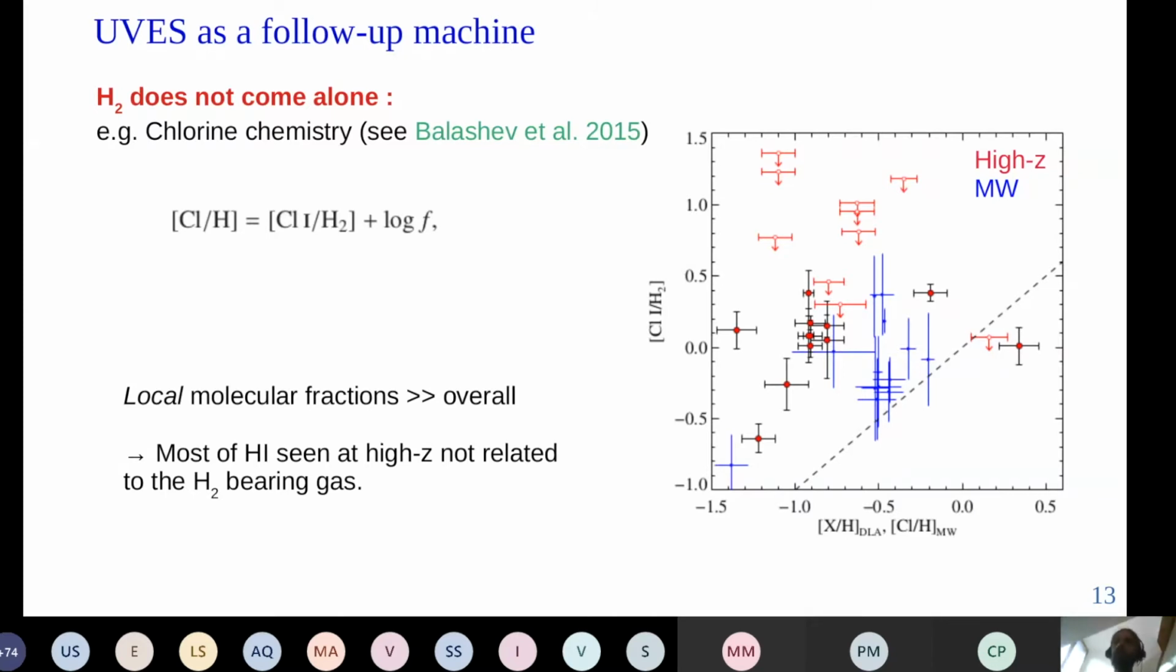So on this plot, you see Cl1 over H2 versus the metallicity measured in the DLAs. Without going into the details, the red points are what is observed at high redshift, and the blue is what is observed in the Milky Way. But this tells us that if the metallicity is more or less constant in the DLAs, then the molecular fractions in the H2-bearing cloud must be much higher than the overall measured molecular fraction, which means that most of the H1 that we see in DLAs is not related to the H2-bearing gas.